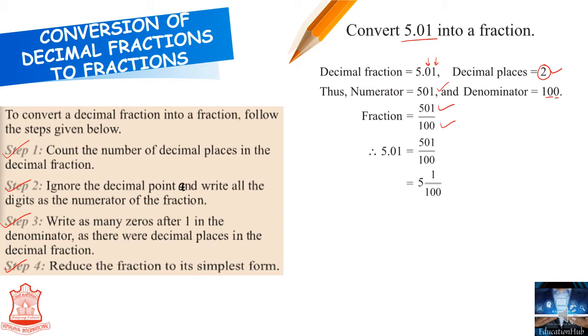So what we are going to do, we are going to divide 501 by 100, and 100 5 times is 500. So our remainder will be 1. So we are going to write 5 and 1 by 100 will be our mixed fraction. This is how we are going to convert.